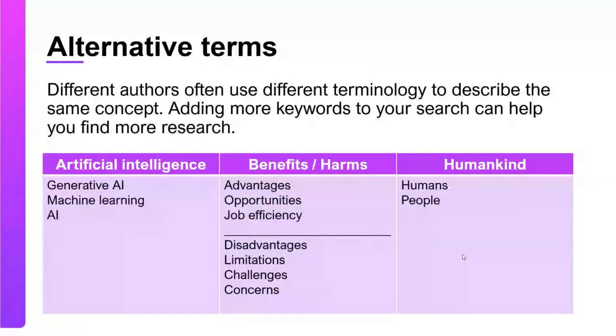So we can also use alternative terms to broaden our search. So if we weren't getting enough results, we can go, okay, clearly artificial intelligence and benefits isn't working for me. Maybe I can do artificial intelligence plus benefits or advantages or opportunities and include those in your search.